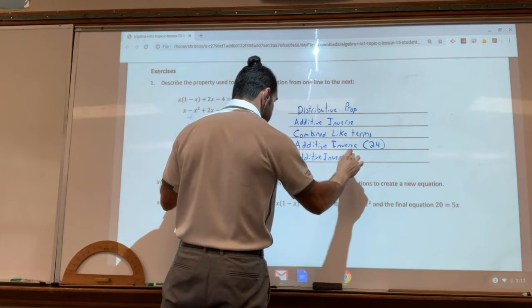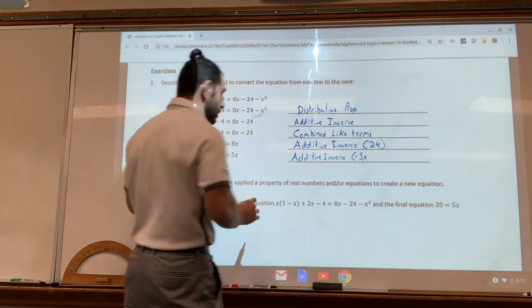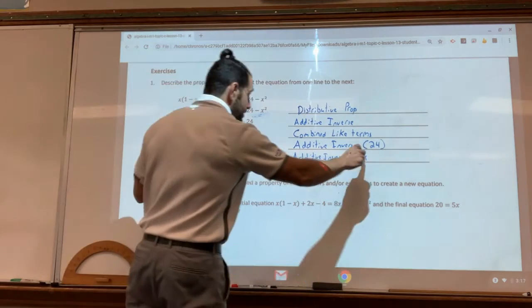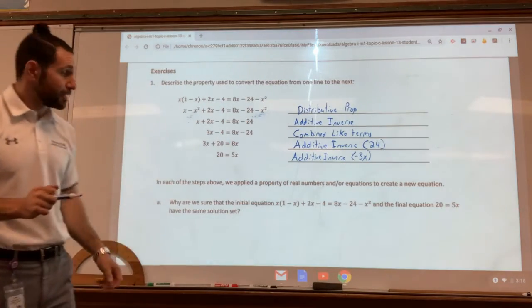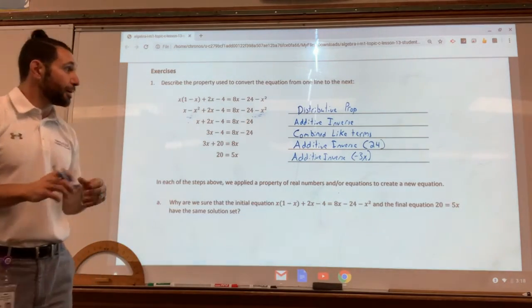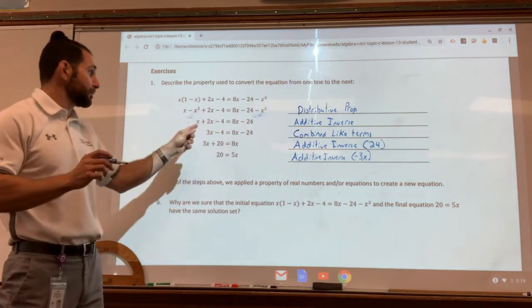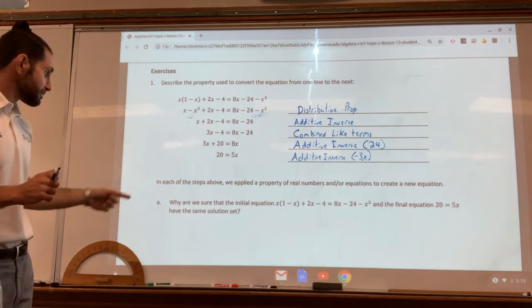But which one did we use? Well, this time we used negative 3x. Why negative? Because we had to subtract 3x from both sides, or add a negative. So I'm telling you what we're doing. So this is a plus 24, this is a minus 3x.